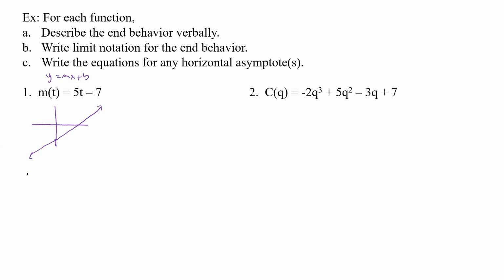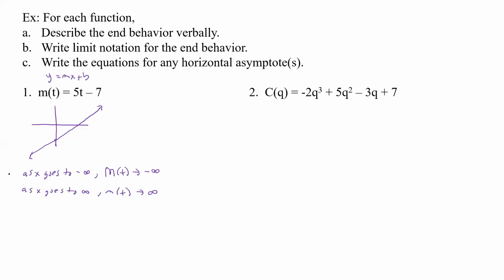So, as x goes to -infinity, the output, or f of x, or m of t rather in this case, m of t goes to -infinity. And here, as x goes to +infinity, m of t goes to +infinity as well. All right, so that would be A, the verbal.